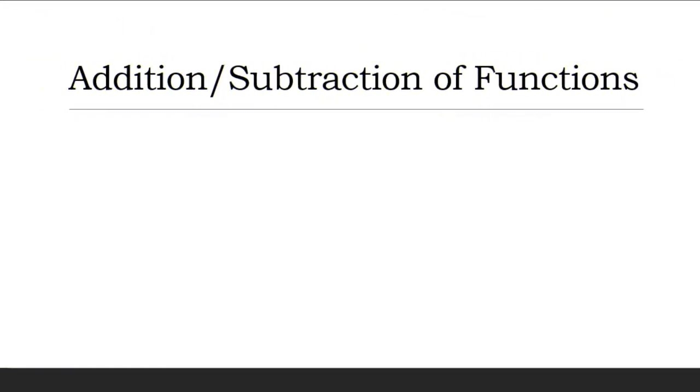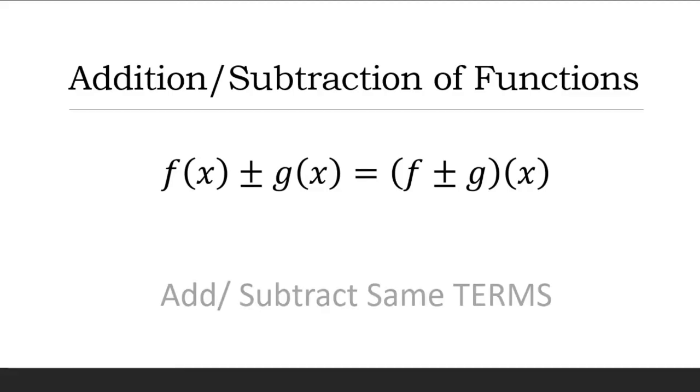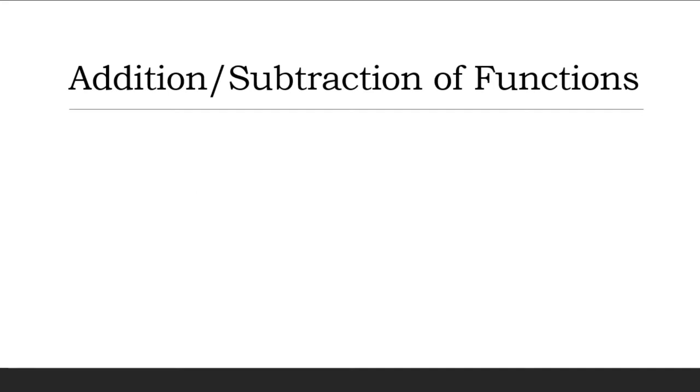Adding and subtracting functions have a general notation of f plus g of x is equal to f of x plus minus g of x. Don't get confused with the signs, as it only means that plus is for plus and minus is for minus. All you need to take note of is that in adding or subtracting functions, you only need to add or subtract similar terms. Let's have some examples with that.